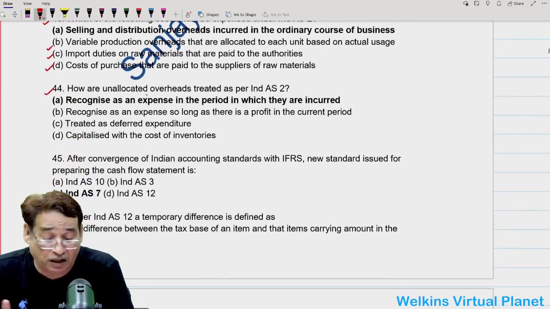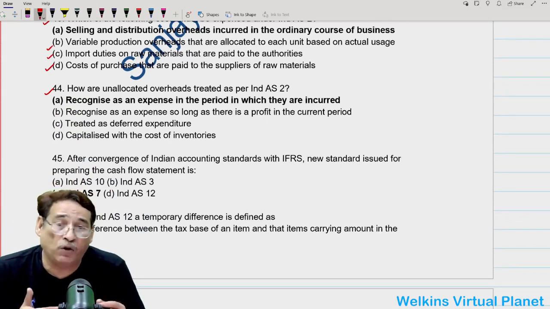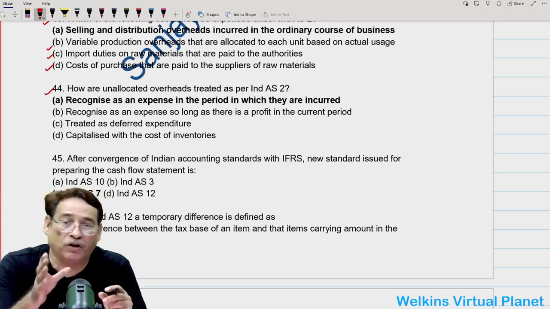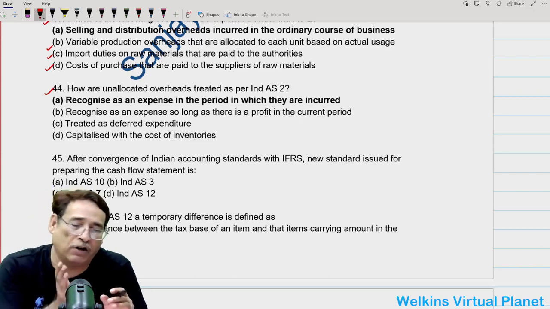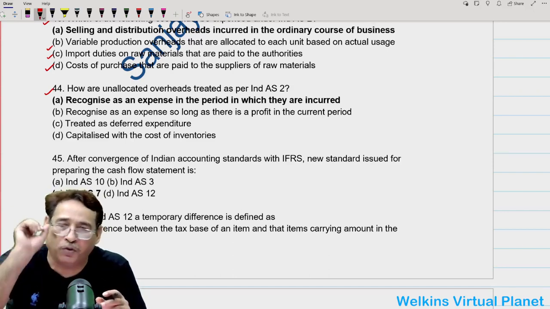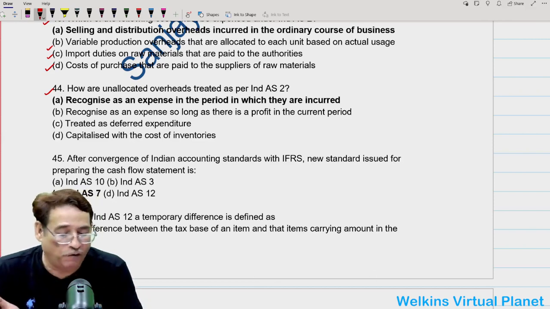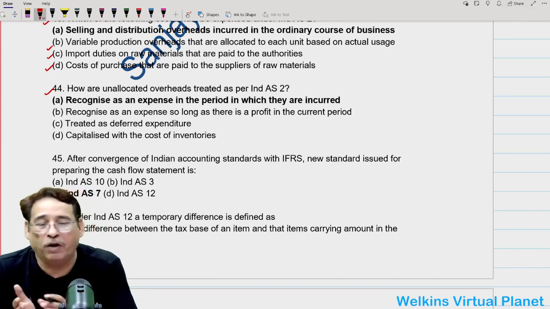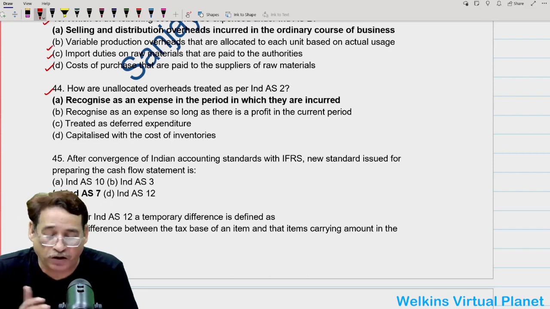44. How are unallocated overheads treated as per Ind AS 2? Unallocated overheads. You might have incurred some overheads, let us say 1 lakh worth of overheads. And out of that, let us say 70,000 you have allocated to the inventory cost. So what about the unallocated portion? Obviously, the unallocated portion of the expense will be recognized in the profit and loss account, so recognized as an expense in the period in which it is incurred.